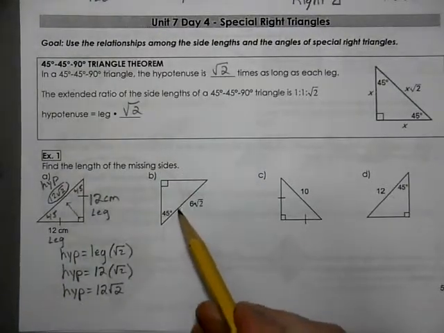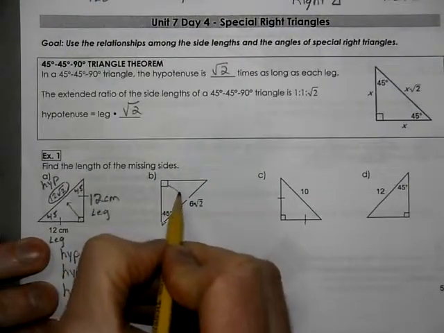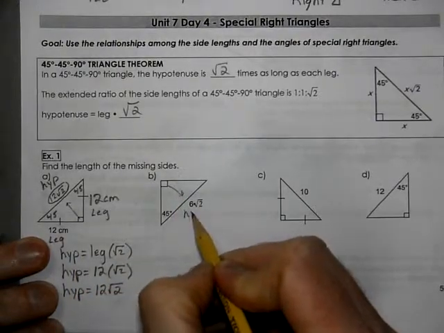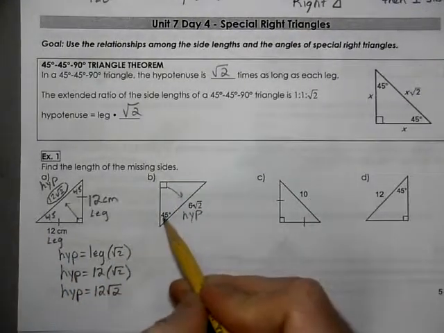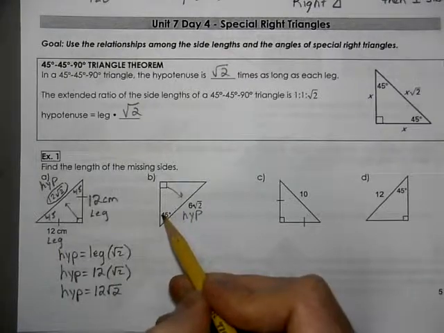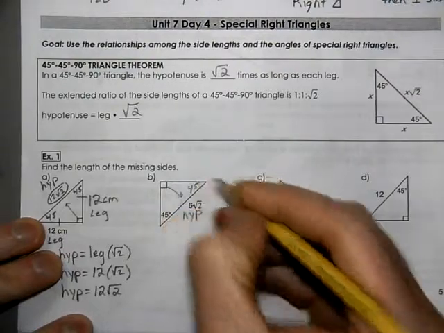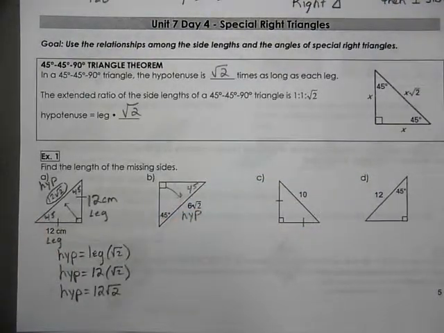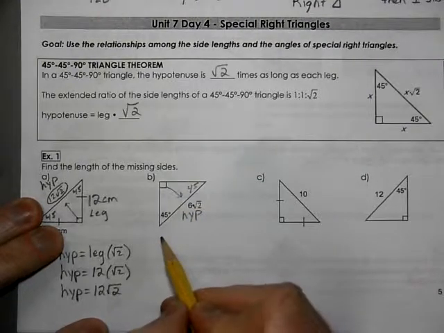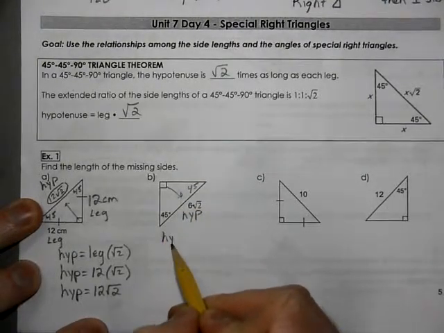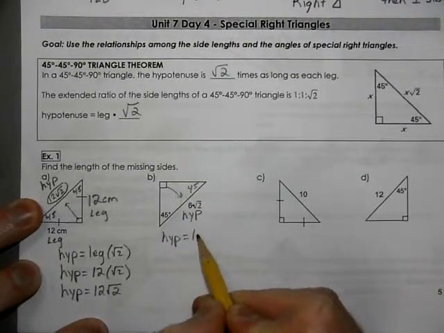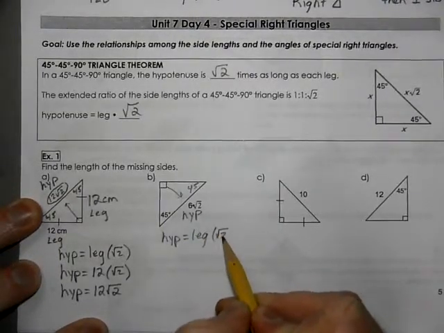Over here, across from the 90 degrees is your hypotenuse. If one of your acute angles is 45, we know that the other one is complementary to that. It has to be 45 also. So I have a 45, 45, 90 triangle. You need to identify what type of triangle you have first. So I'm going to use my formula: hypotenuse equals leg times root 2.